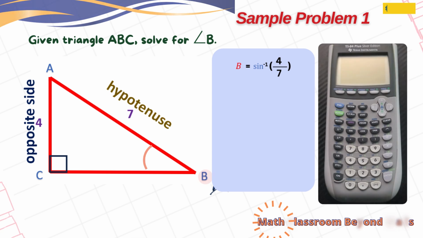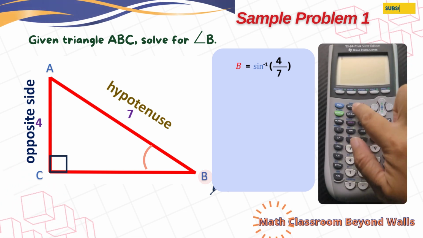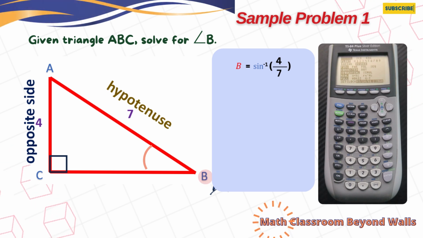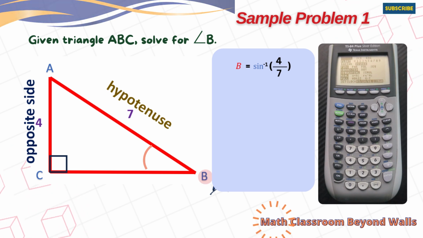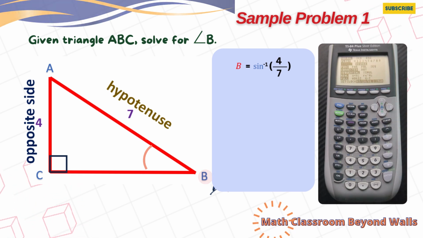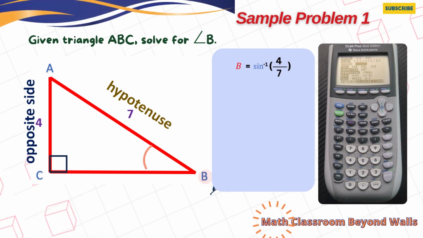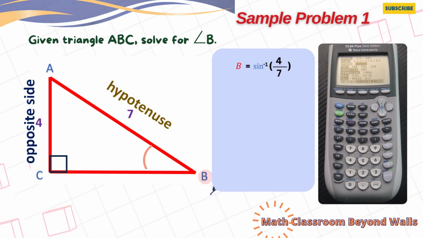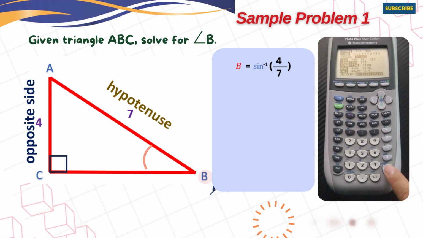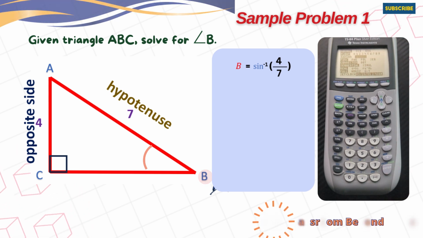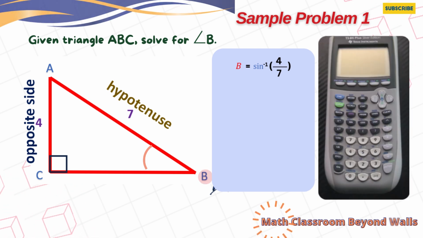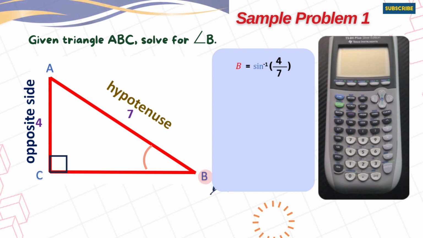To set to degree mode, hit mode. This is what you see on the calculator screen. Hit down arrow to radian, then right arrow to degree. Here is what you see on your calculator screen now. With this on the screen, hit enter. Then clear the screen by hitting clear. The calculator is now ready for use.